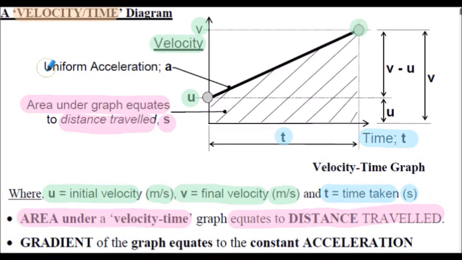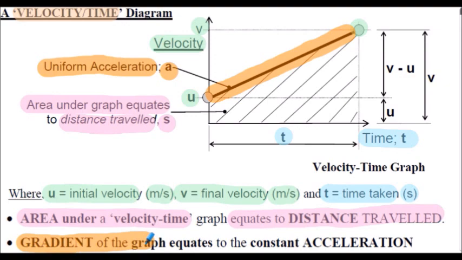Another useful characteristic of the velocity time graph is that the gradient of the line relates to the acceleration. Note the gradient of the graph relates to constant acceleration here as the velocity changes from u to v. So those are two very important characteristics of the velocity time diagram, and this knowledge helps us solve various kinematic problems.